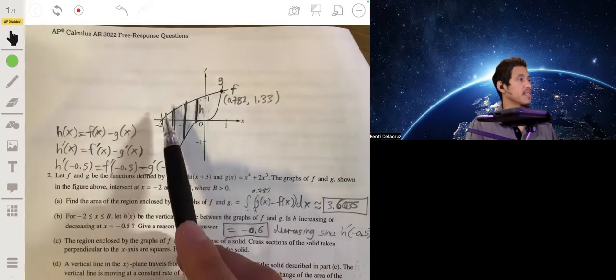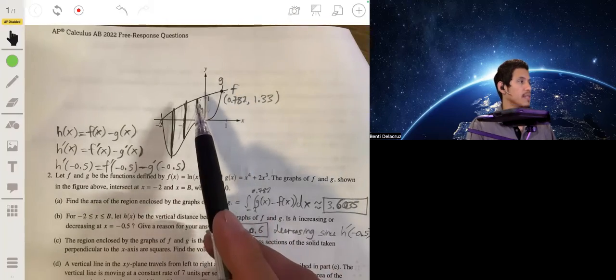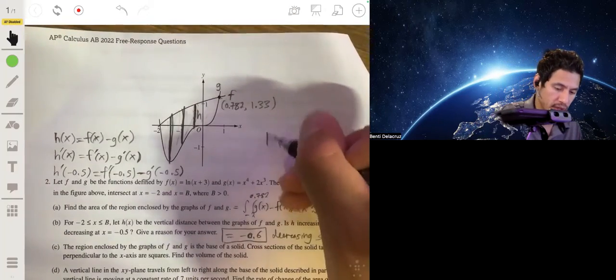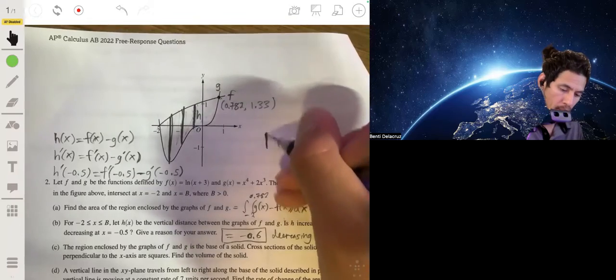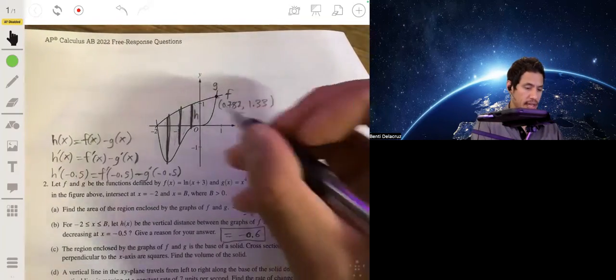So you're basically going to take the integral from negative 2 to 0.78 dx, and since this is the side of a square, let me just draw a picture over here. Think of this as like h of x.